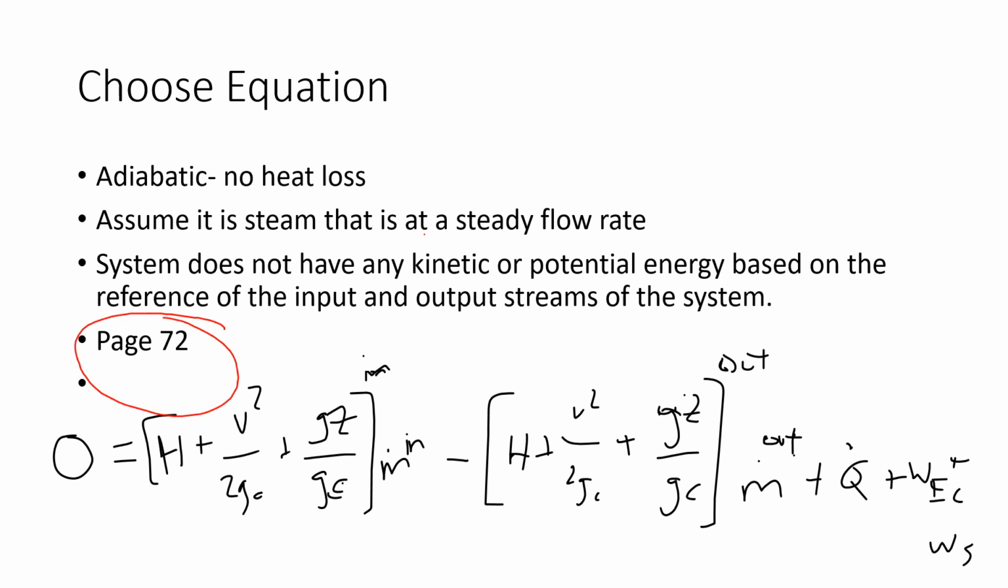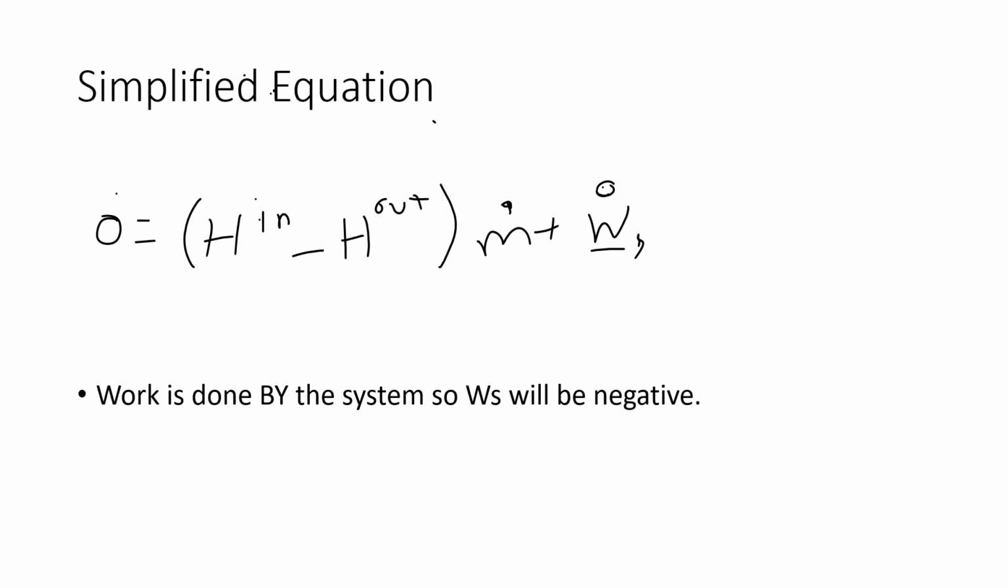And it's just the basic equation here, but this can be simplified with the fact that there's no kinetic or potential energy, so we can cross these out, and there's no expansion or contraction or heat loss since it's adiabatic. So when you simplify this equation, it's just going to be the H in minus H out times the flow rate plus the shaft work. Since shaft work is actually being done by the system, not to the system, it's going to end up being negative.